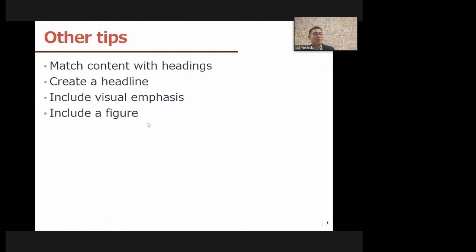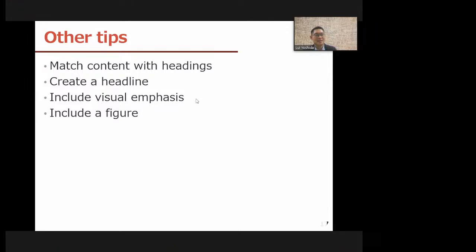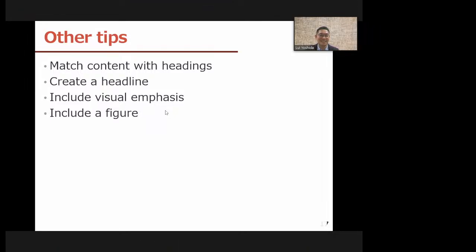Please match content with headings. For example, in the research method section, sometimes there are research purpose sentences. They should not be there. You need to write the research purpose in the research purpose section. So you need to match the content with headings. And also, I recommend you to create headlines. Please use visual emphasis like bold or underline, so the reviewer can see where the important points are. So please include visual emphasis and also a figure. Additional information: a reviewer may read 100 proposals for one set.